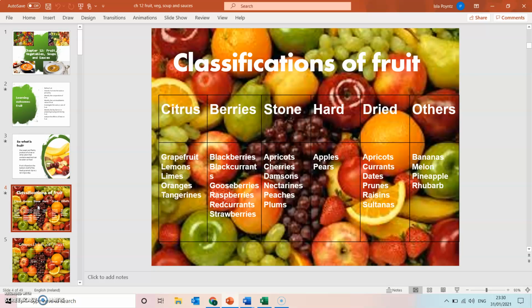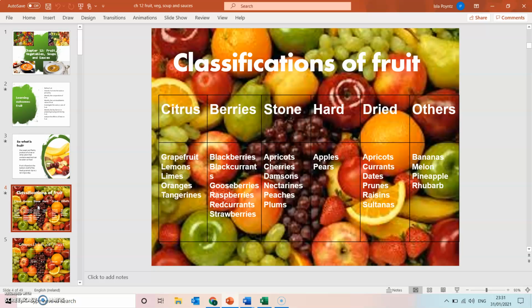So we have citrus fruits, first of all. So they're the ones with the segments. And they tend to be including the bitter ones. So you have your grapefruit, you have your lemons, your limes, and then you have your oranges and tangerines. So they all have a segment in them. You can squeeze them, the juice will come out.